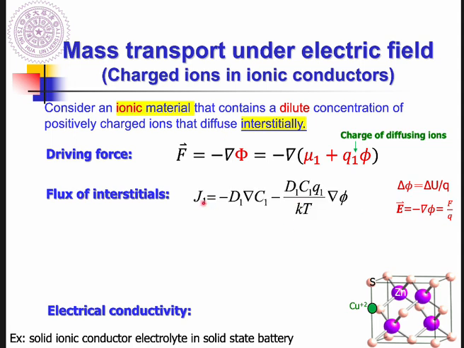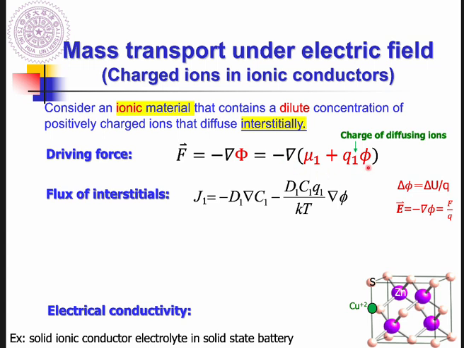For the atomic flux, we have two driving forces. The first one is the chemical potential gradient. The second one is due to the electrical field, the electrical potential gradient, because an electric field is acting on this material. The first term, due to the chemical potential gradient, obeys Fick's first law: negative diffusivity times the concentration gradient. And the concentration gradient is, for sure, the concentration gradient of these copper ions.